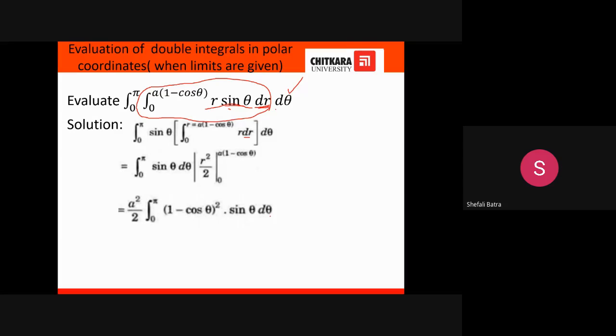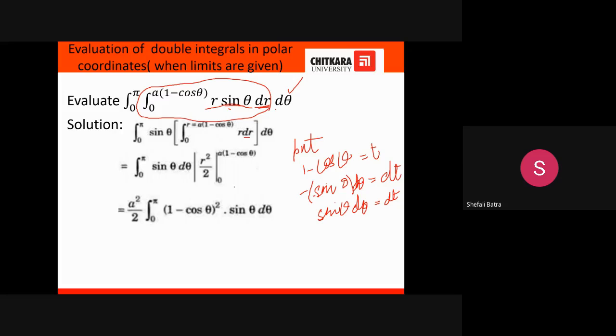How can we solve it? Okay, I'll give you a hint. Put 1 minus cos theta as t. Put 1 minus cos theta is equal to t. Then differentiate on both sides. You'll be getting differentiation of 1 is 0, minus the differentiation of cos, which is minus of sine theta, into d theta is equal to dt. Right? So sine theta d theta is equal to dt.